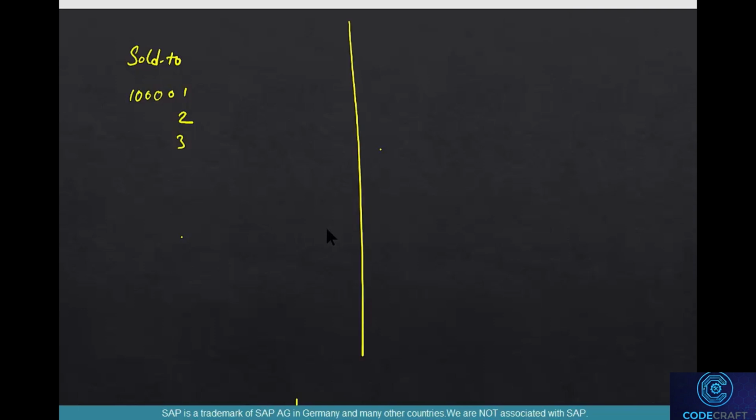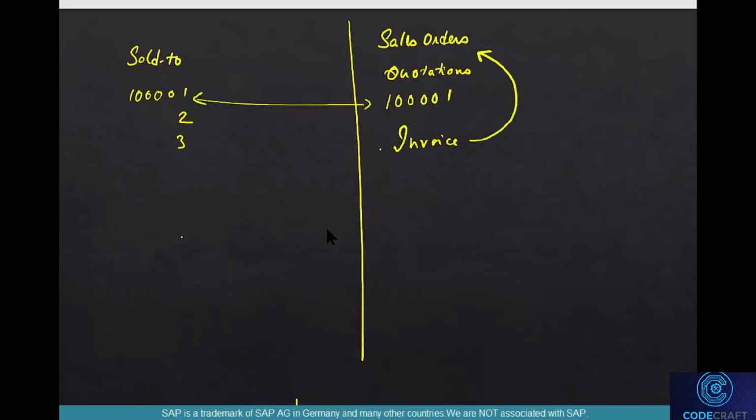Then we have things like sales orders or quotations, right? Or deliveries or invoices, and so on and so forth. And the question is, can a sales order have the same number range as a sold to, 1000001? Or can an invoice have the same number range as a sales order?